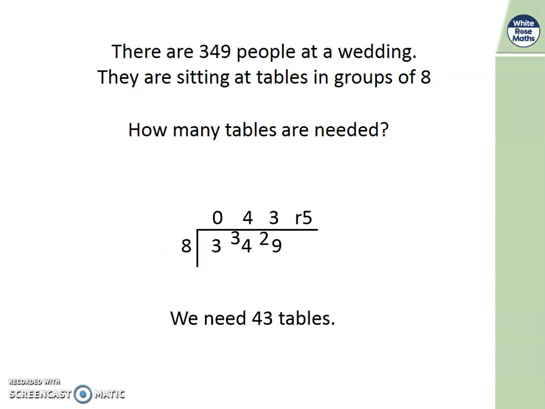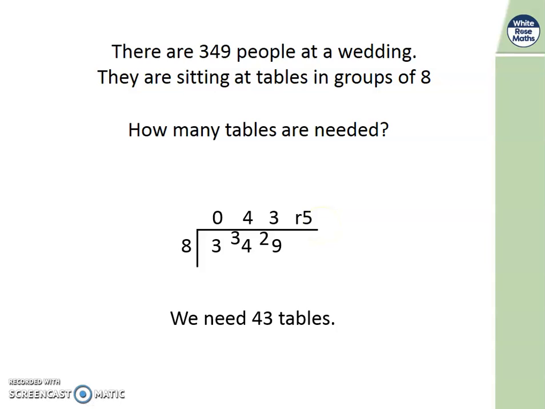Let's have a think. Do you think we need 43 tables? The answer is 43 with a remainder of 5. But what does that mean? We started with 349 people and we're sitting them in groups of 8. We've got 43 full tables and we have 5 people left standing.